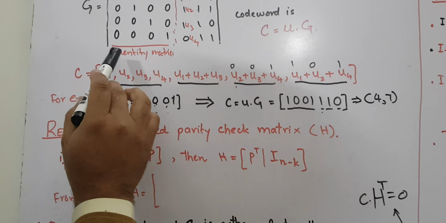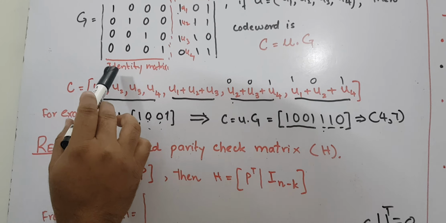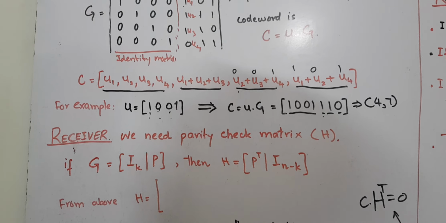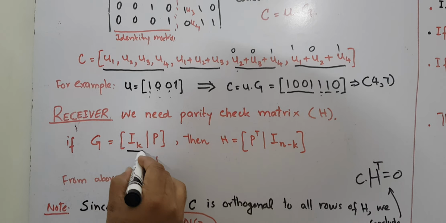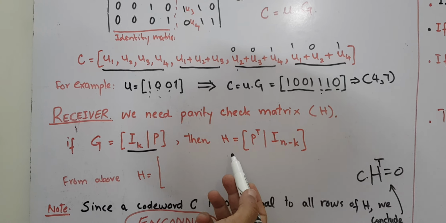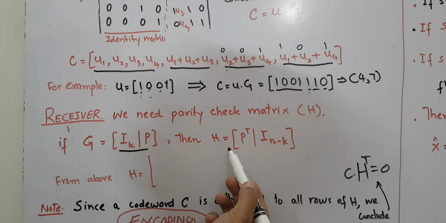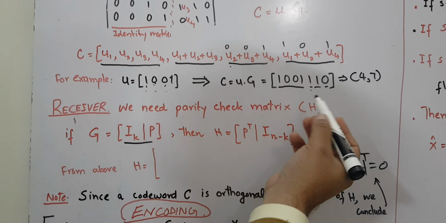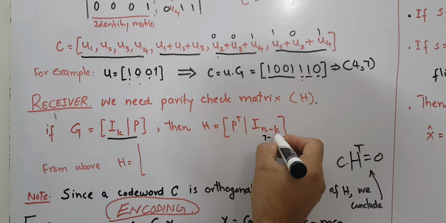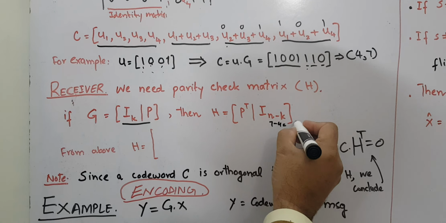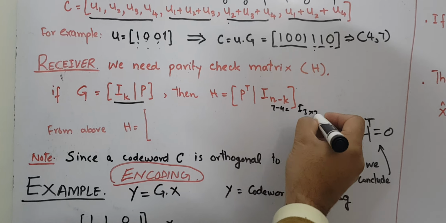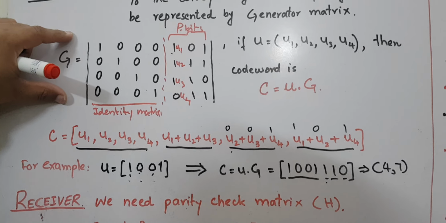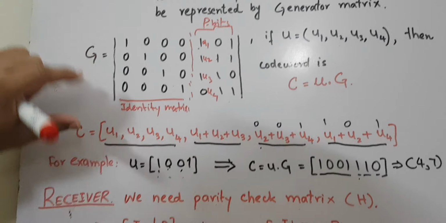For example, if your generator matrix is given in this format, like here you can see identity matrix oblique parity matrix, then you can generate straight away the H matrix using this formula: P transpose oblique I n minus k. In this case, n is 7, k is 4, so the identity matrix will be I 3 by 3. From this we can easily generate the H matrix.